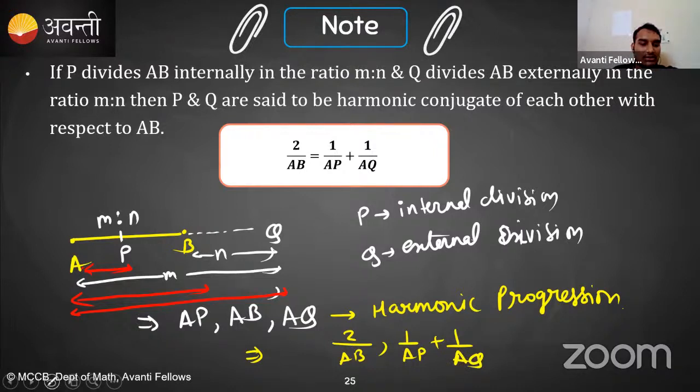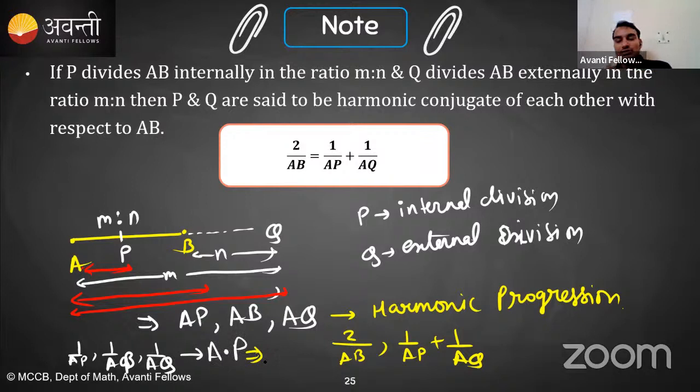So इसी को एक और तरीका है लिखने का. It means 1 upon AP, 1 upon AB and 1 upon AQ are in AP, arithmetic progression. When I teach you the sequence and series chapter, I will tell you what AP and HP are. But for now, what you have to remember is this formula.